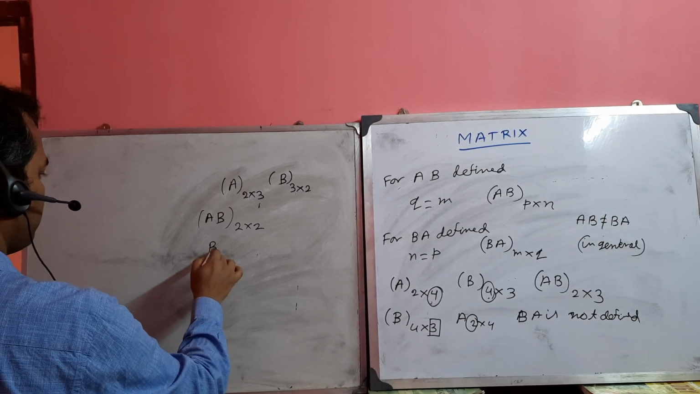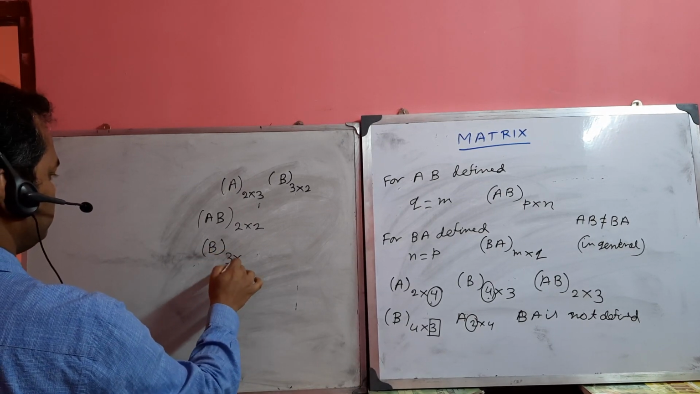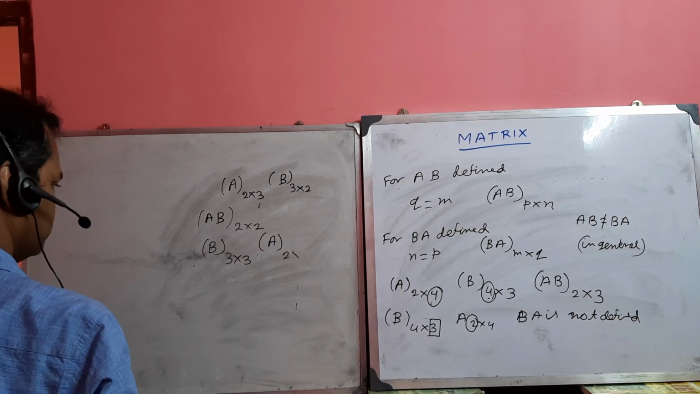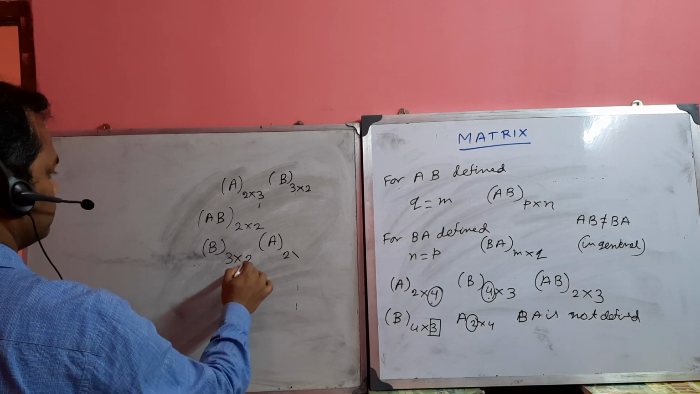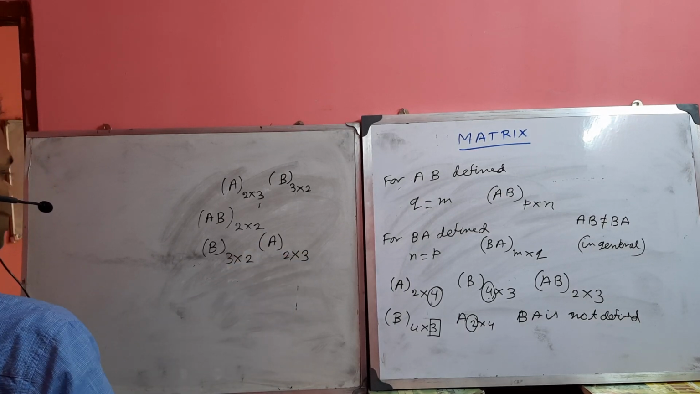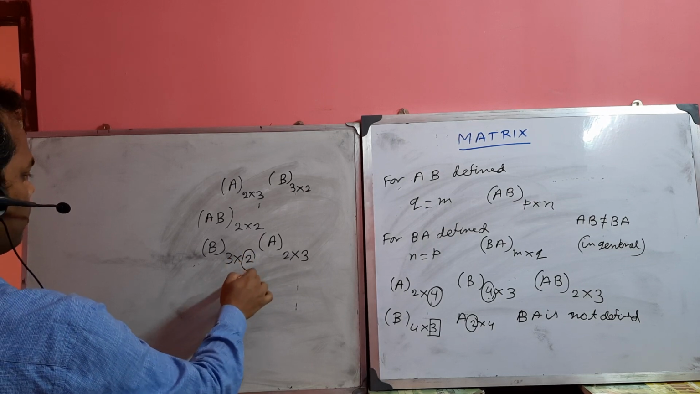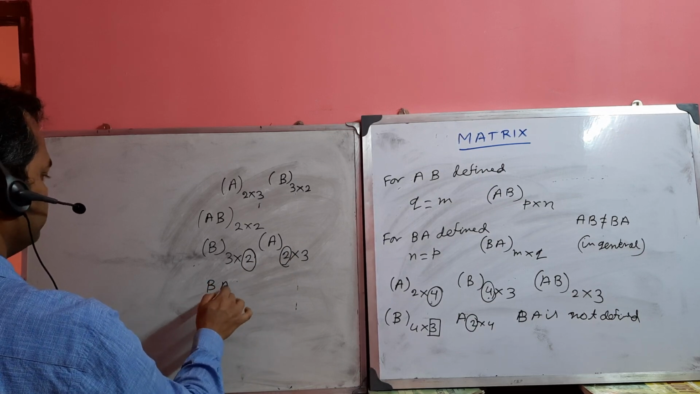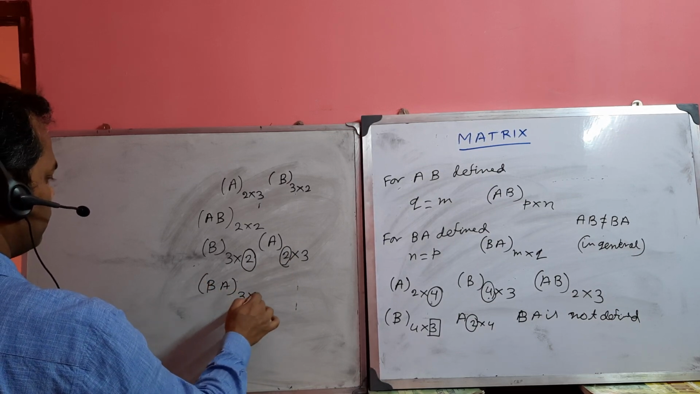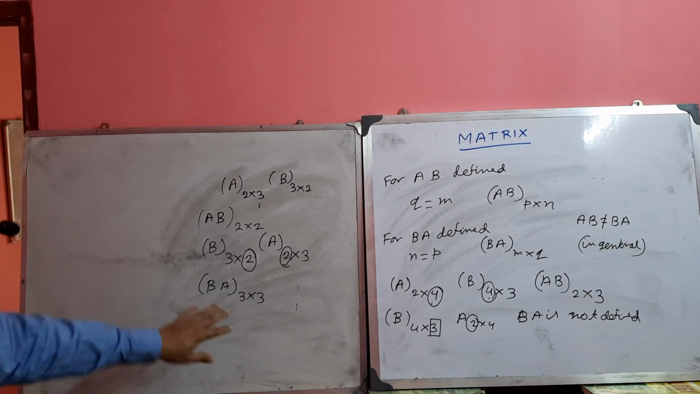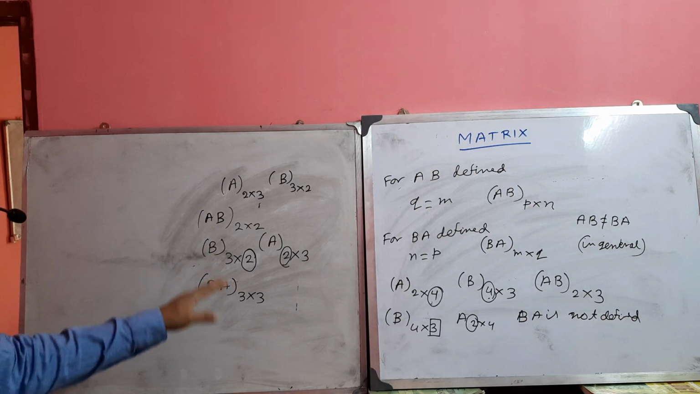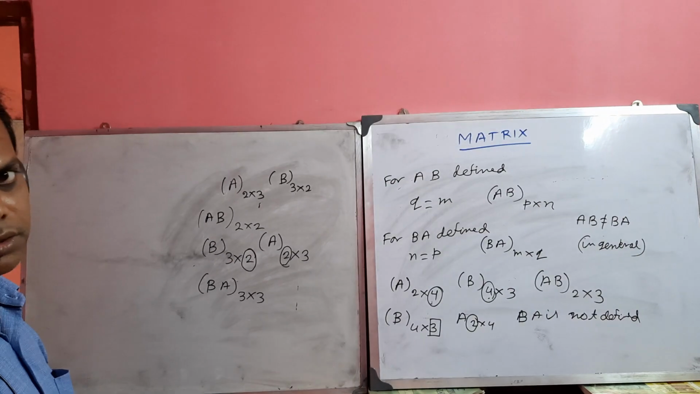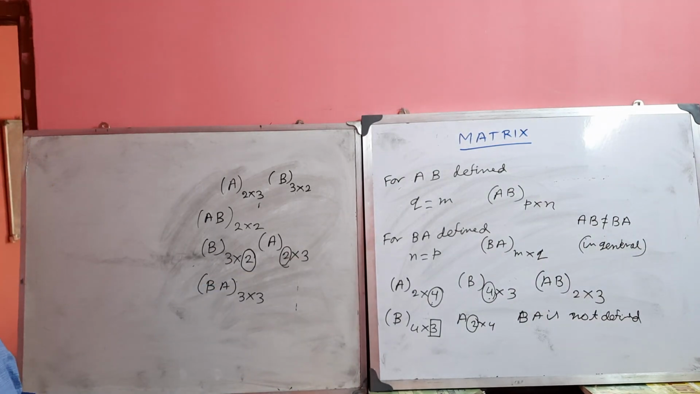And for BA, here the number of columns of the first matrix equals the number of rows of the second matrix. So BA is also defined, and the order of it is 3 by 3. So AB is not equal to BA. Here, for this example, AB and BA both exist and are defined, but their orders are not equal. So AB is not equal to BA.